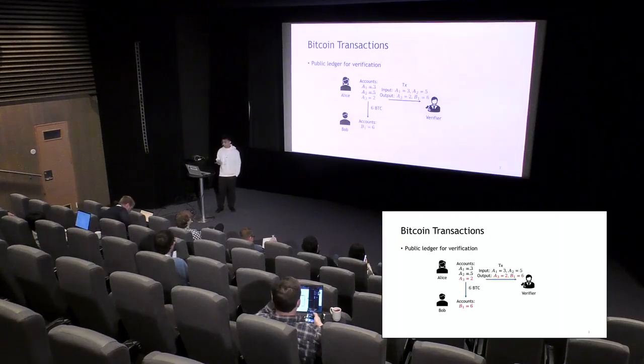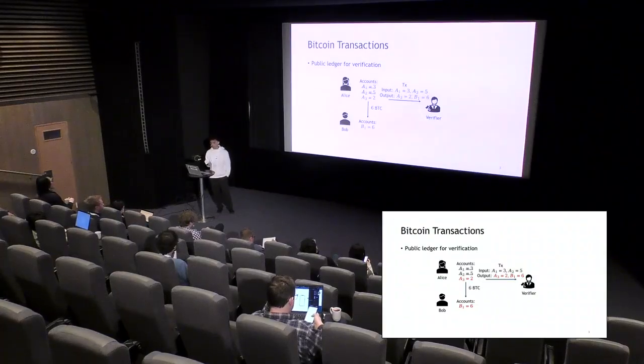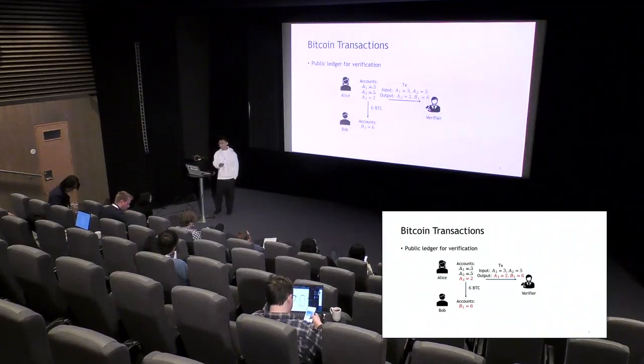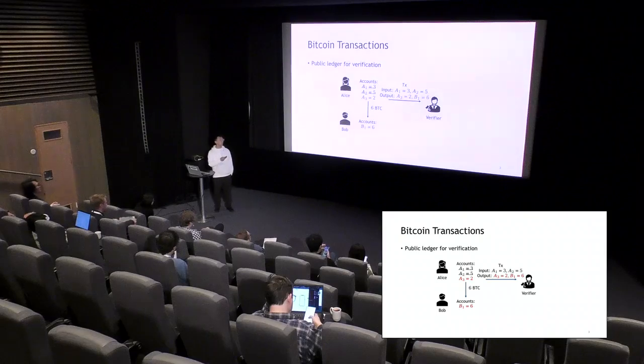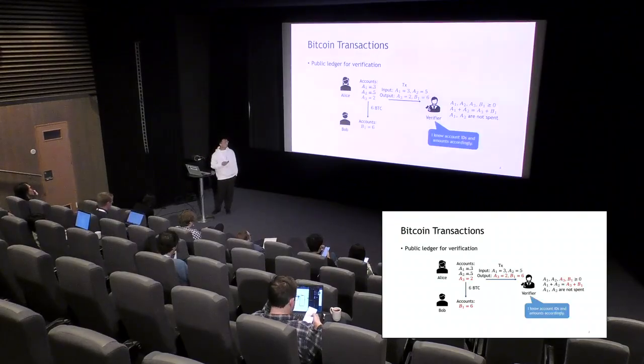So after the transaction, the previous two accounts, A1 and A2, are spent. And there are 2 new accounts that are generated. The first is B1 here, containing 6 coins, the received value for Bob. And the second is A3, containing the remaining coins for Alice. So what should be included in the transaction? Simply, it's the input values A1, A2, and the output values A3 and B1.